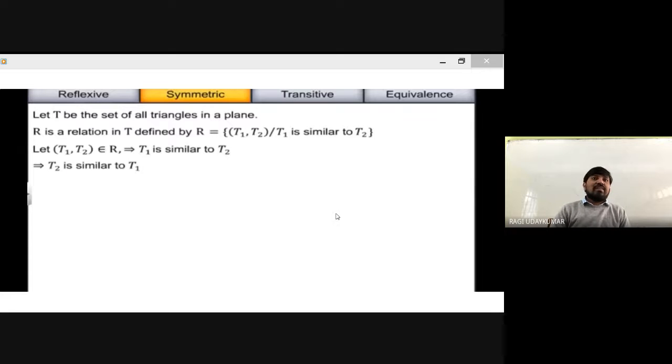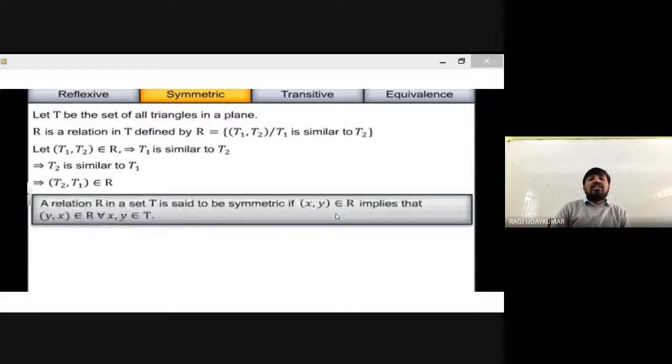T2 is similar to T1 also. If A is similar to B, B is similar to A, meaning one triangle is similar to the other triangle. So you can say that (T2, T1) also belongs to the relation. In that case, that type of relation is called a symmetric relation.